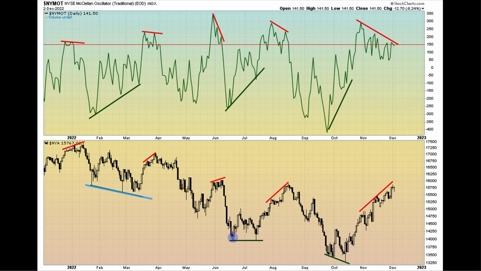Now, this also works with positive divergences. You can see the lower lows here on the New York Stock Exchange where we had the indicator reading higher lows. That resulted in rallies as well, in bear market rally 1, bear market rally 2, and bear market rally 3. That's all I got for you in today's episode, everybody.